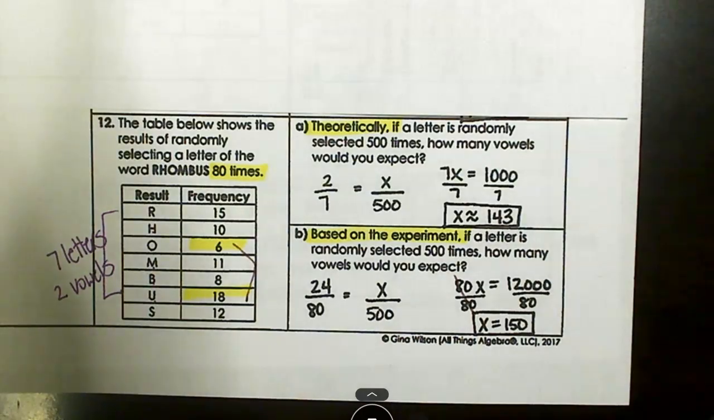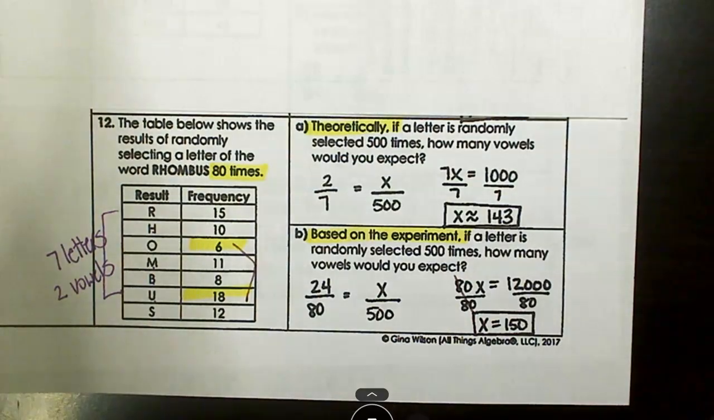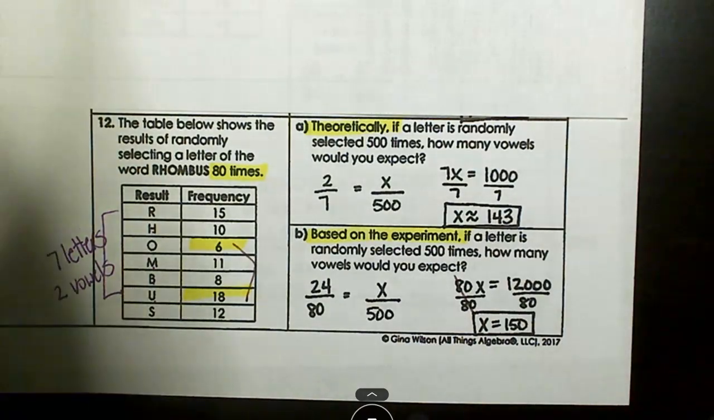Make sure you have your first and last name on this. And you're going to be turning this into the drawer at the front of the room before you leave today. So let's log in again to Google Classroom and let's check out your Google form that's going to have you practice theoretical probability.